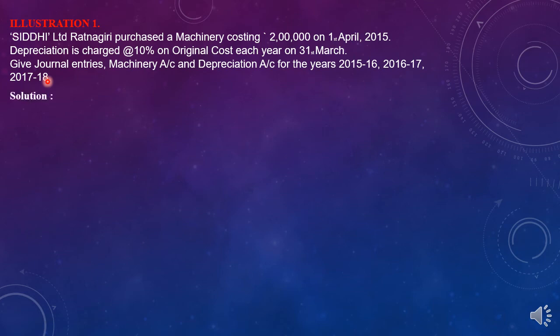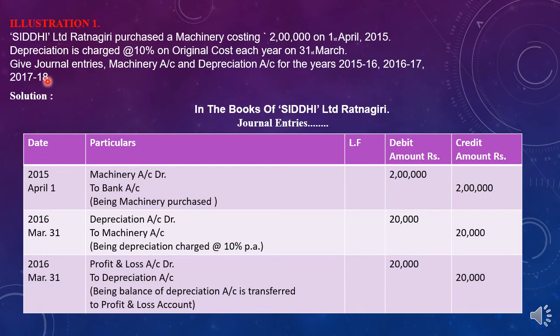So you can see in the solution, first we have to write in the books of Siddhi Limited, Ratnagiri, journal entry, date 2015, 1st April. First entry will be for the purchase of machinery. So machinery account debit to bank account, and the narration will be being machinery purchased, amount will be 2 lakh and 2 lakh on the credit side.